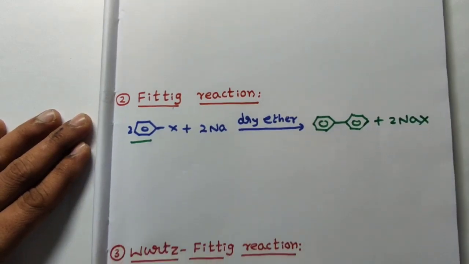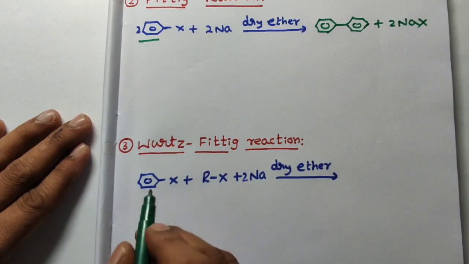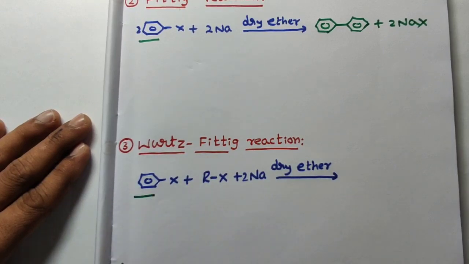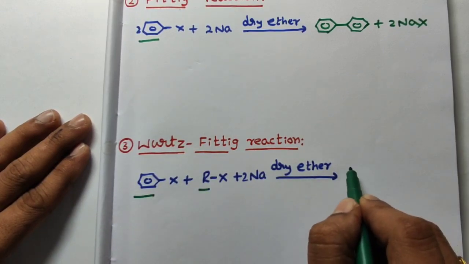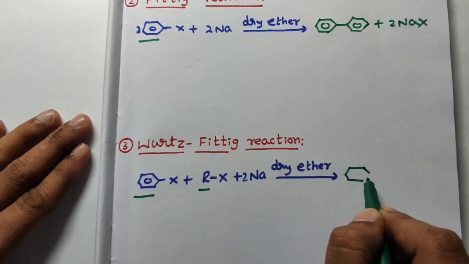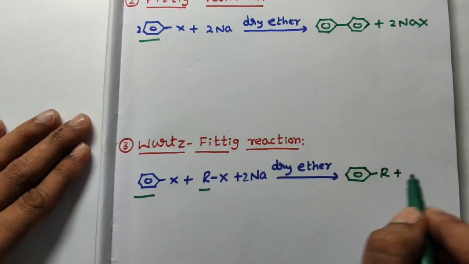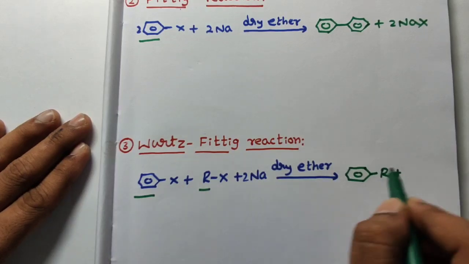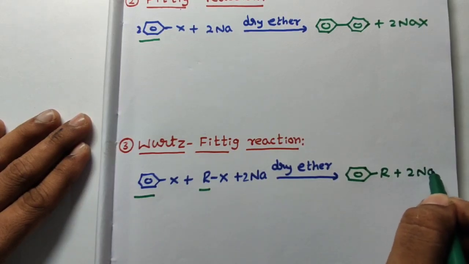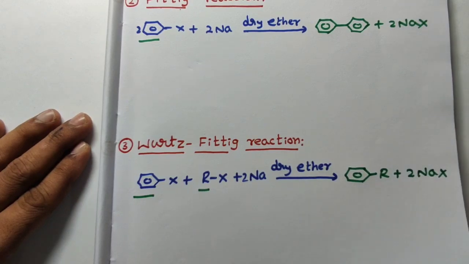Clear. Next, Wurtz-Fittig reaction. In Wurtz-Fittig reaction, one aryl group and one alkyl group combine to give alkyl arene, or alkyl benzene will form. What is the remaining? 2 sodiums, 2 halogens to give 2 moles of NaX. Got it, right?